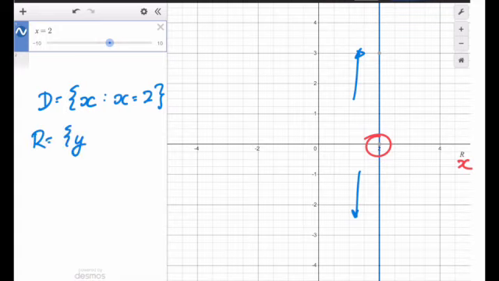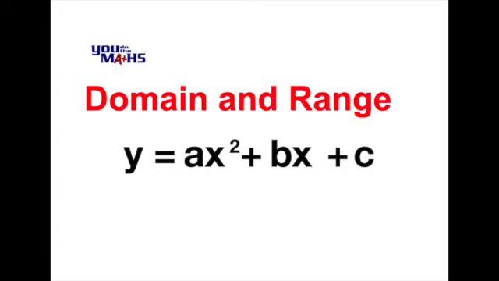The range is all the y values such that y is an element of the reals. In other words, it can be any number from negative infinity to positive infinity. Let's have a look now at the domain and range for quadratic equations.